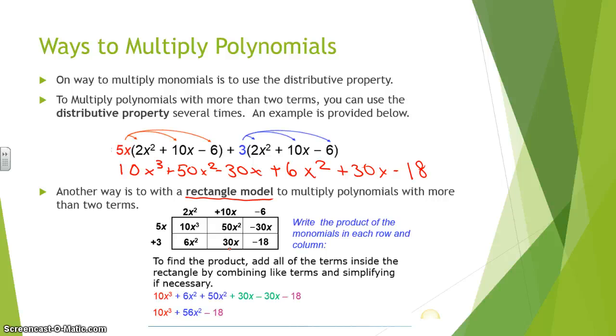So then you would find the product, and then you'd add all the terms inside the rectangle by combining your like terms. So then we'd combine like terms and simplify if that's necessary. And so my final answer for this would be 10x to the third power plus 56x squared minus 18.